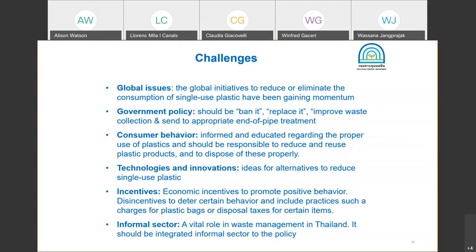Okay, thank you. For technology and innovation, we should look for replacement of single-use plastic with another packaging, or we should try to find economic incentives to reduce single-use plastic. And the last one, we should integrate the informal sector in our policy, because they have a vital role in waste management in Thailand, and are an important mechanism to promote the 3R in the community. And we should promote waste management in Thailand.